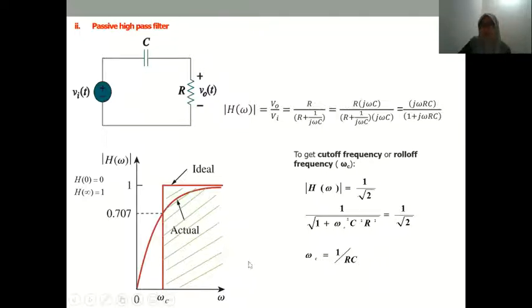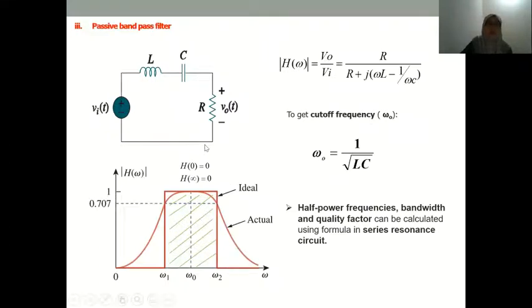The passive band pass is when your R, L, and C are in series, and your V out is the voltage across your resistor. So your V out divided by V in is R divided by the total of the voltage across your inductor, capacitor, and resistor. So you have R divided by R plus J omega L minus 1 over J omega C. For the cutoff frequency, omega naught is equal to 1 over square root of LC.